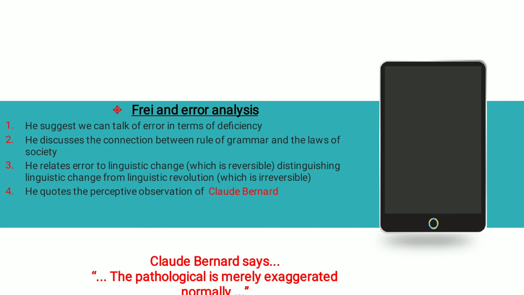Frey and error analysis. 1. He suggests we can talk of errors in terms of deficiency. 2. He discusses the connection between rules of grammar and the laws of society. 3. He relates error to linguistic change, which is reversible, distinguishing linguistic change from linguistic revolution, which is irreversible. He quotes the perceptive observation of Claude Bernard, who said the pathological is merely exaggerated normality.